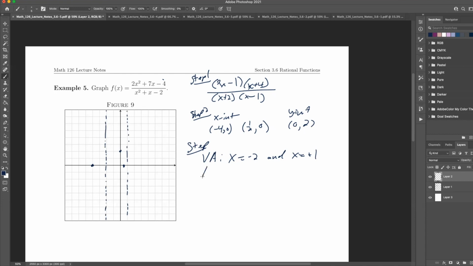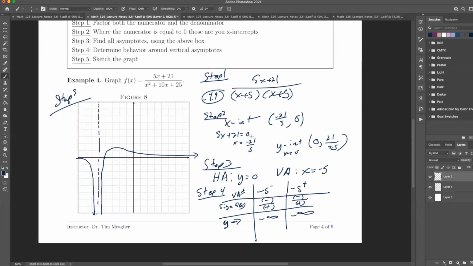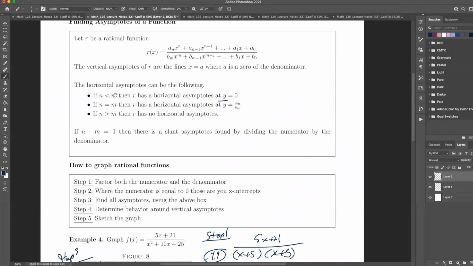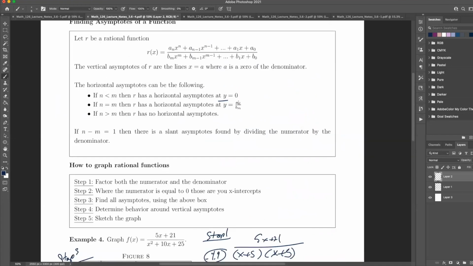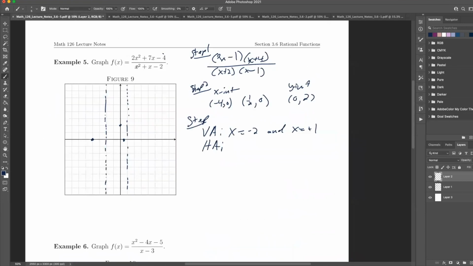All right, so let's do our horizontal asymptote. Now, how do we find this? Let's go back to our little cheat sheet. So n equals m in this case, right? Here I have x squared and x squared, so they're the same. So it's a over b, our coefficients on the top one. So this is 2 over 1, so the horizontal asymptote is at y equals 2. And so we're going to just sketch that in. There we go.